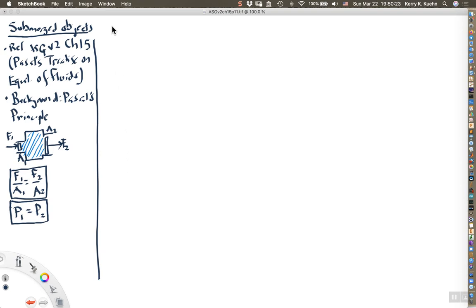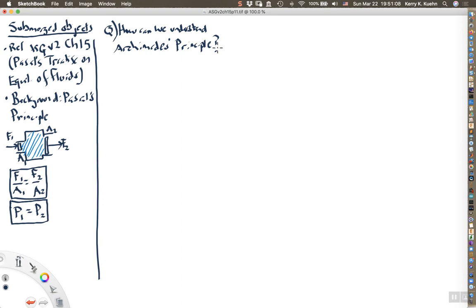Now, here is what Pascal is interested in chapter 15. He's interested in the question of what happens to submerged bodies, and in particular, the interesting question is, how can we understand Archimedes' Principle? You might recall that back in the first few weeks of classes, Galileo was talking about falling objects, and he was talking about how when objects fall in a fluid, they're going to fall more slowly than when they fall in air. And there were two reasons for this.